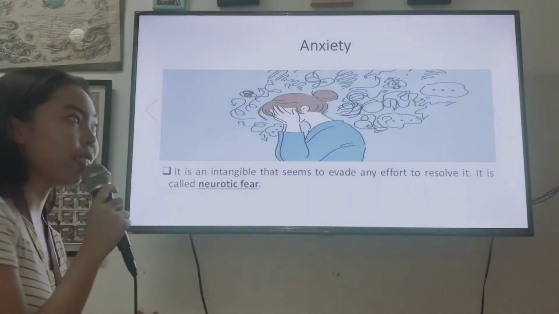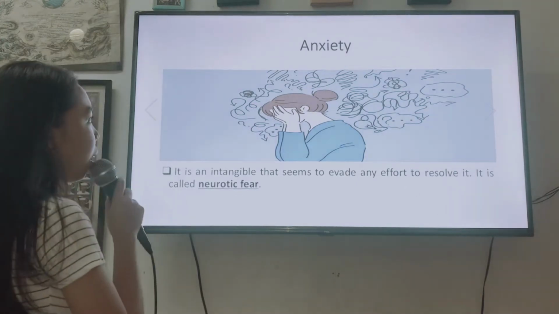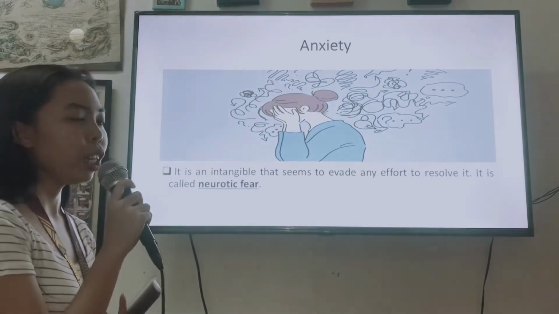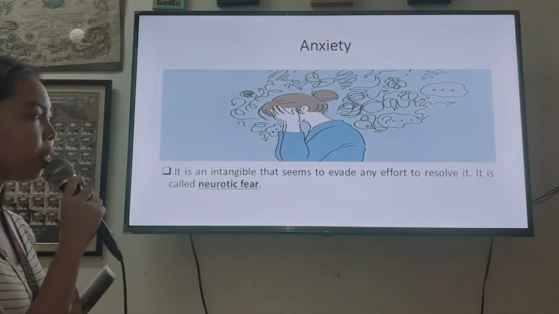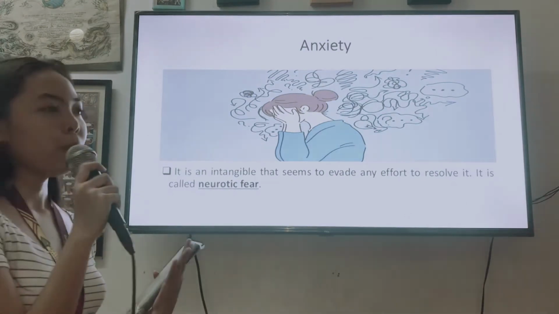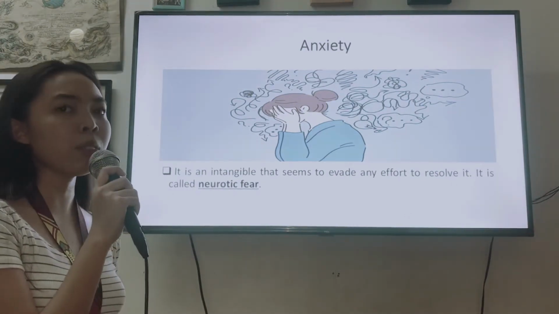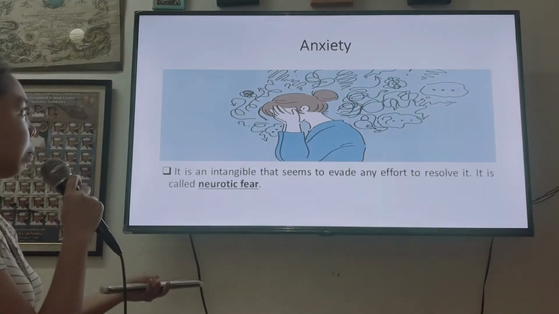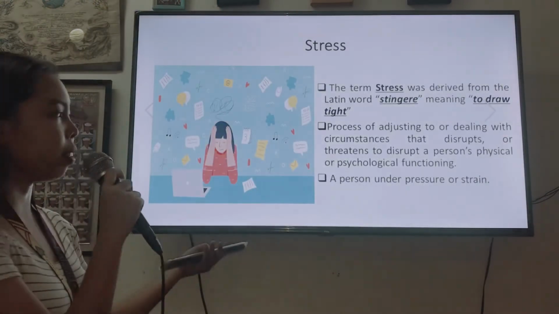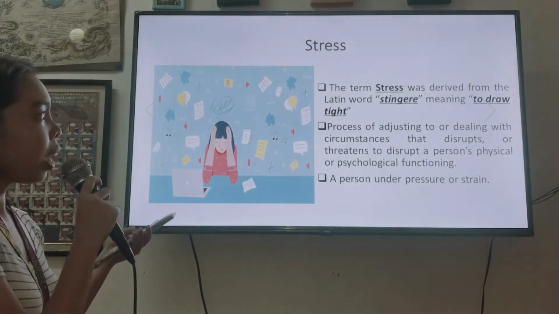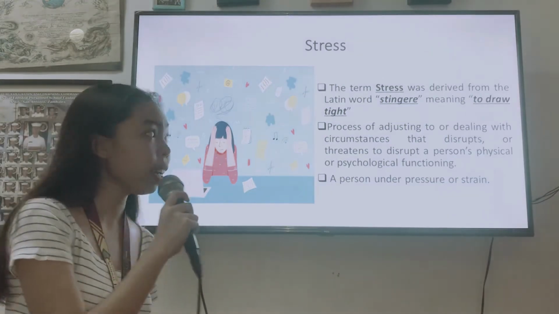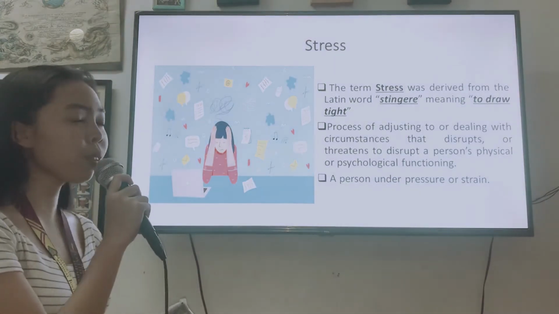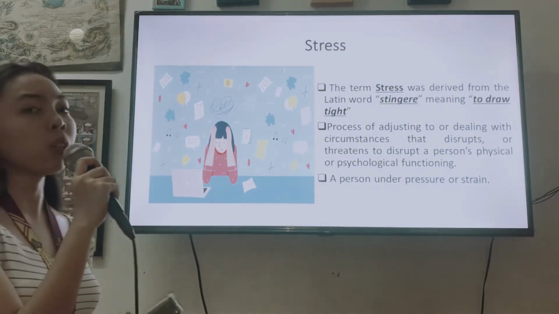Next is anxiety as a determinant of behavior. It is an intangible that seems to evade any efforts to resolve. It is called neurotic fear. We receive so much stress and problems that cause us anxiety, or what we call an anxiety attack. So here is the stress under the anxiety. Stress came from the Latin word stringere, meaning to draw tight, or it means that stress is a person under pressure or strain that causes anxiety.